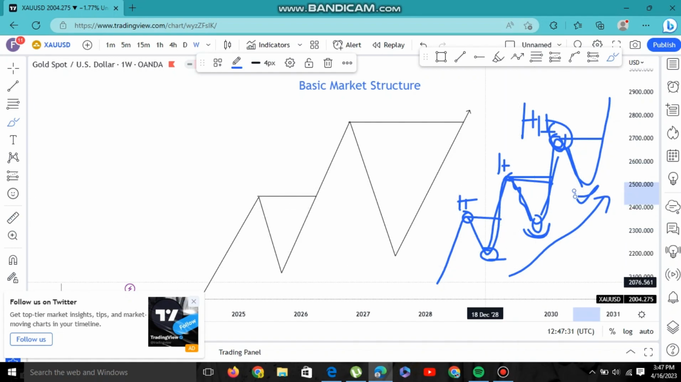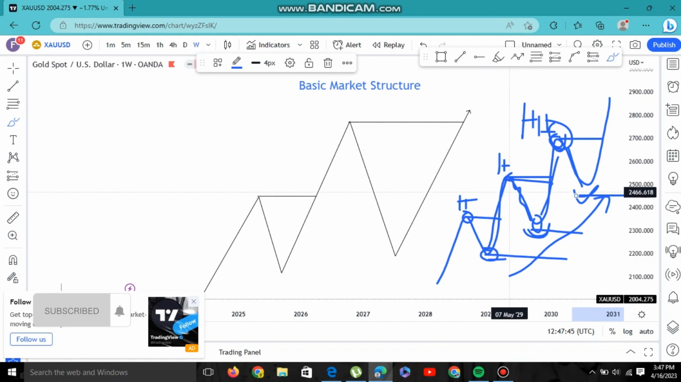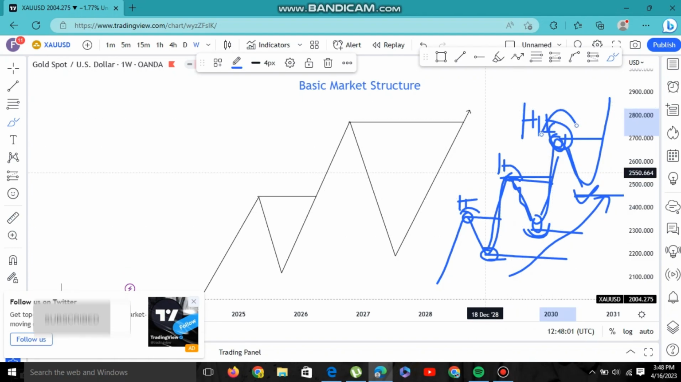Why do we keep calling these lows higher? Because they never go below the previous lows. As you can see, they never go below the previous lows, so they are higher than the previous. And why do we call these highs higher highs? Because they overtake the previous highs. This was the high before, this one took it out, now this is the new higher high, and then it was taken out by this, and then this is the new higher high. So this is what we call market structure.